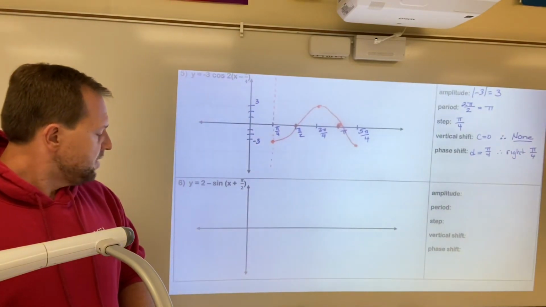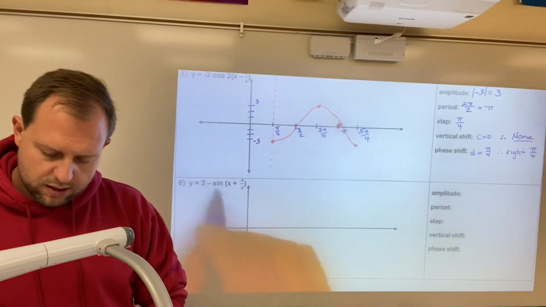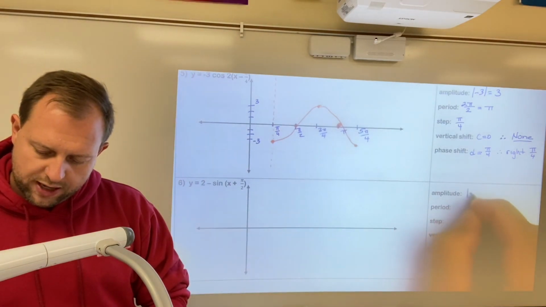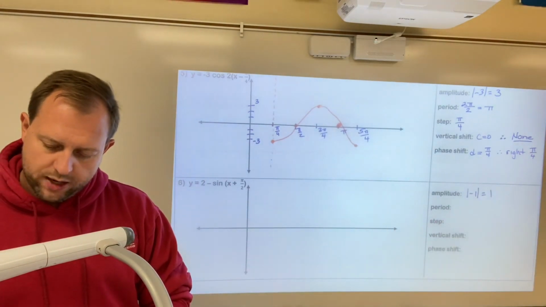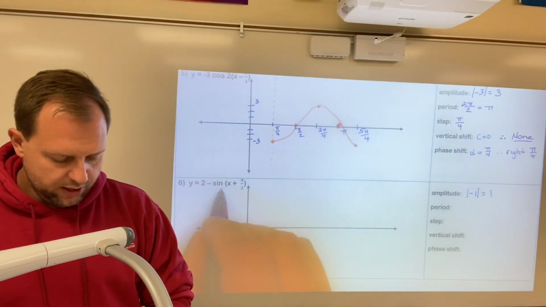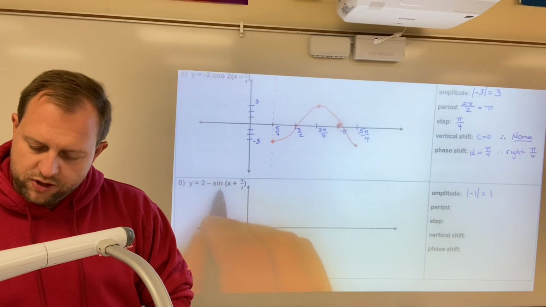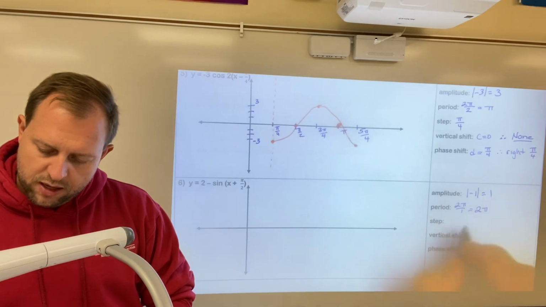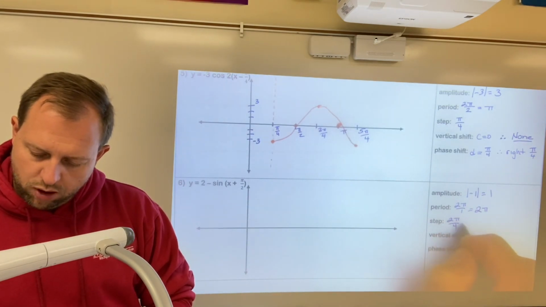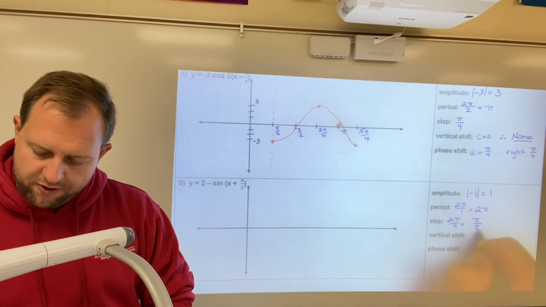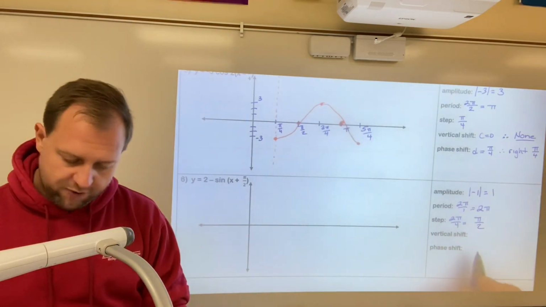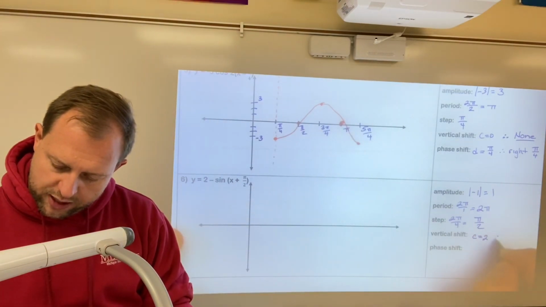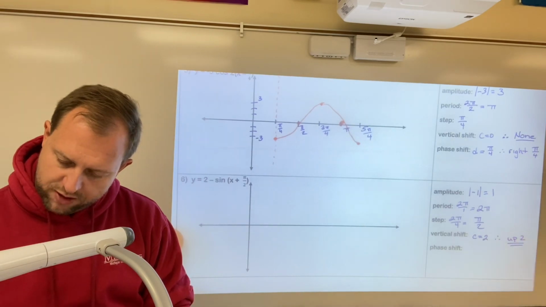For number 6, we dissect those pieces. It's a negative sign out front here, so it's like a -1 sign. So amplitude's a -1, absolute value is 1. Period, there is nothing in front of the parenthesis here after the sine, so it's just 2 pi over 1, which is 2 pi. Divide that by 4, 2 pi over 4 gives me pi over 2, half a pi. And the vertical shift, in this case there is a C. C equals 2, so it is an up 2 shift.